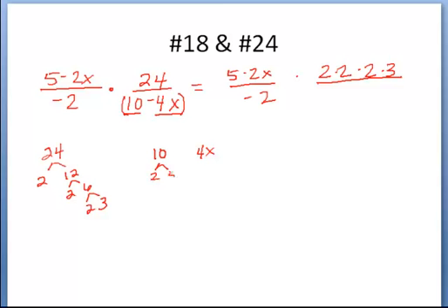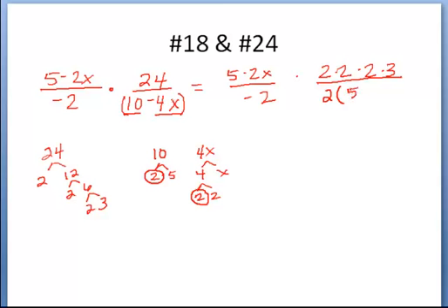10 would be 2 times 5. Those are both primes, can't go any further. 4x is 4 times x. 4 can be broken up into 2 times 2. I'm going to circle what they have in common. They do have something in common that I could pull out or rip out of both of these trees. I'm going to pull out this 2. So I'm going to put that 2 out front here. And what is left is a 5 from the 10.